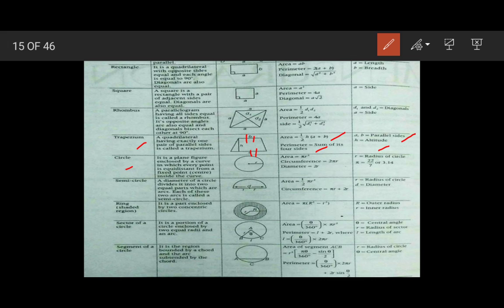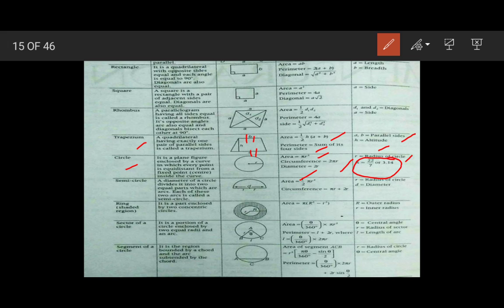Okay, now circle. It is a plane figure enclosed by a curve in which every point is equidistant from a fixed point, means center, okay, inside the curve. So area formula is pi r square, circumference is 2 pi r, diameter is 2r, right, where r is the radius of a circle and pi value is 22/7 or 3.14.